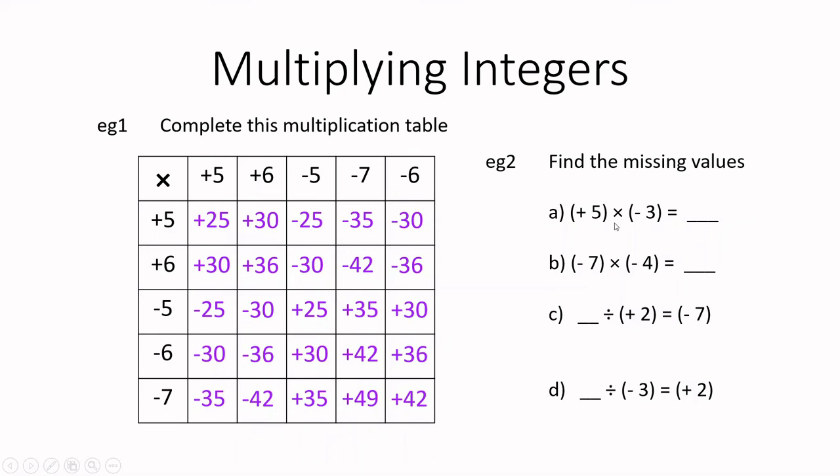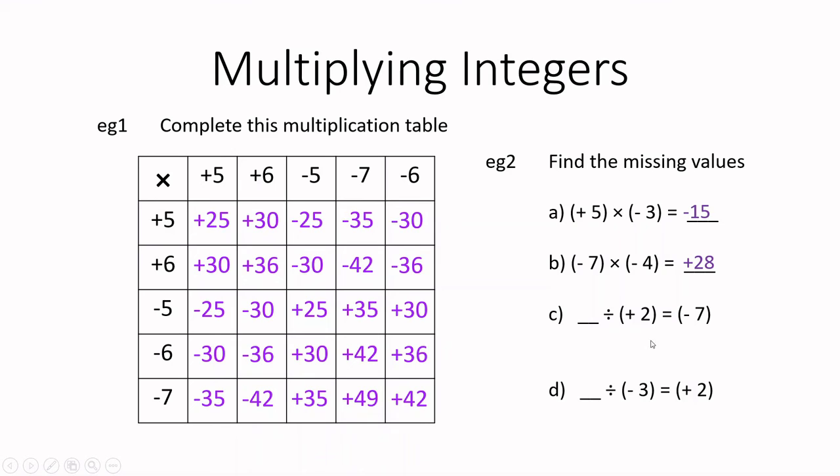Let's go through question A. Positive 5 times negative 3. The signs are opposite, so I know my answer will be negative. And I do 5 times 3 is 15, so negative 15. Question B, I'm doing negative times negative, so I know my answer is positive. These signs are the same, so my answer is positive. 7 times 4 is 28, so positive 28.